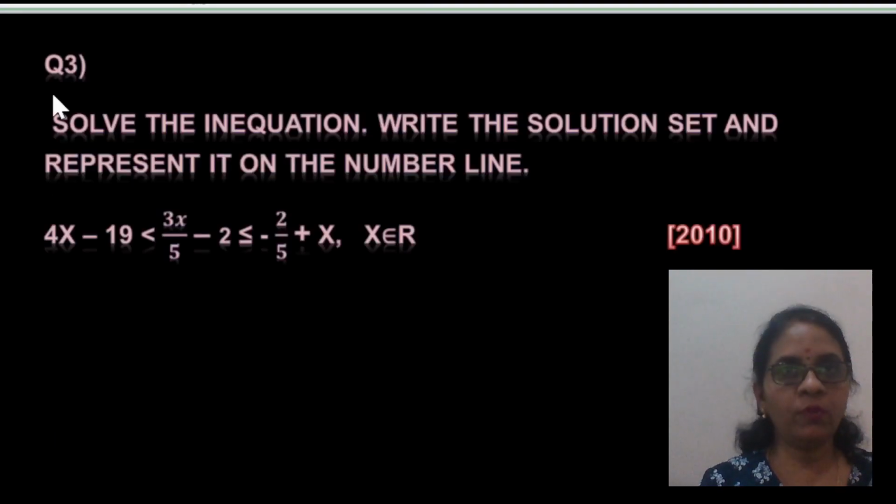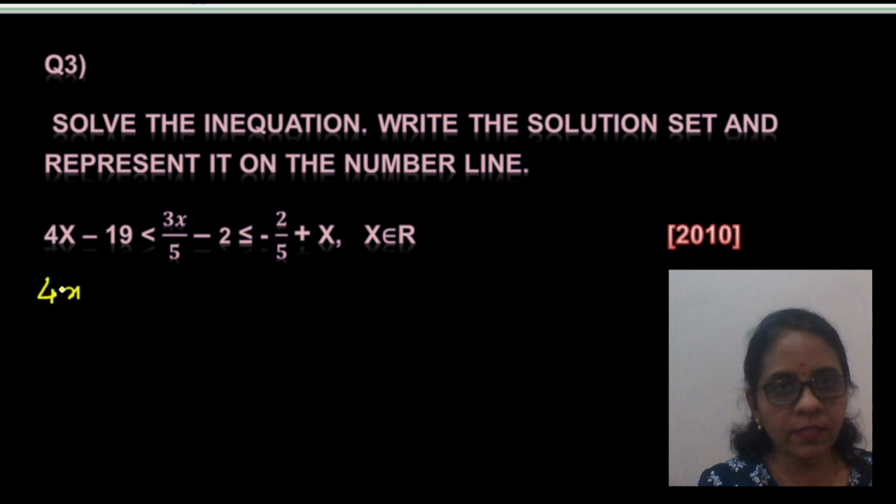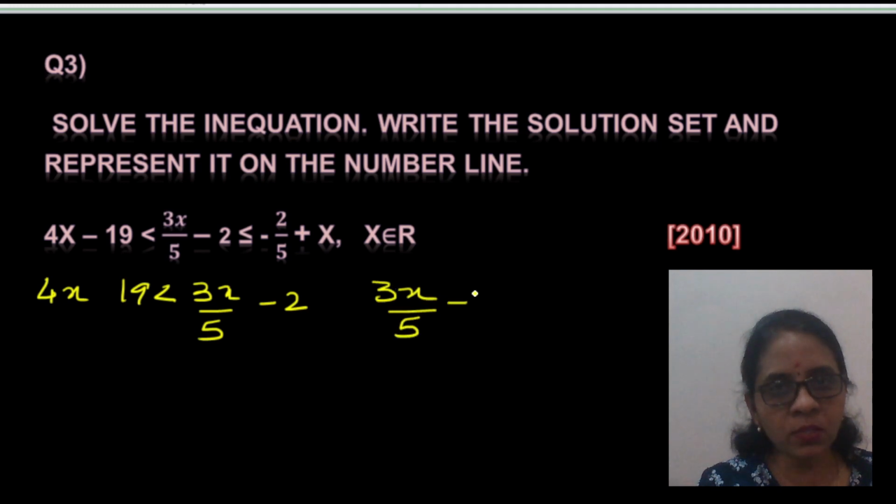Let's do one more sum before we close for today. It's a question from 2010. It is 4x minus 19 is less than 3x by 5 minus 2, less than or equal to minus 2 by 5 plus x. So we write it in two parts. This is 4x minus 19 less than 3x by 5 minus 2, and 3x by 5 minus 2 less than or equal to minus 2 by 5 plus x.